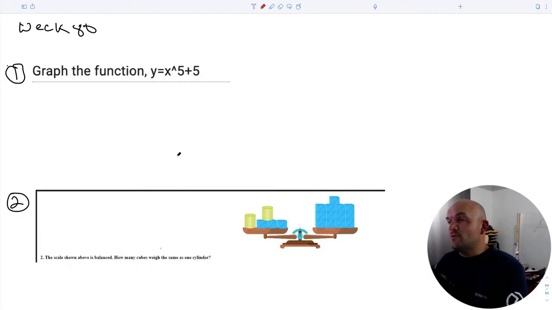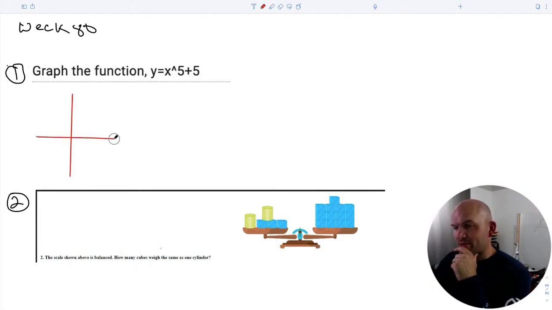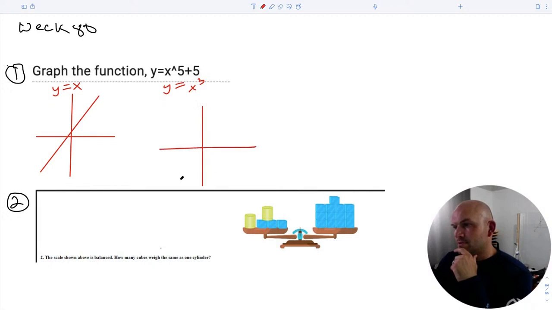All right, so graph the function y equals x to the fifth plus 5. The main thing I think you need to understand about the power functions is, here's y equals x. And if you were to look at y equals x cubed, that looks something like this. Okay, that's like their S curve.